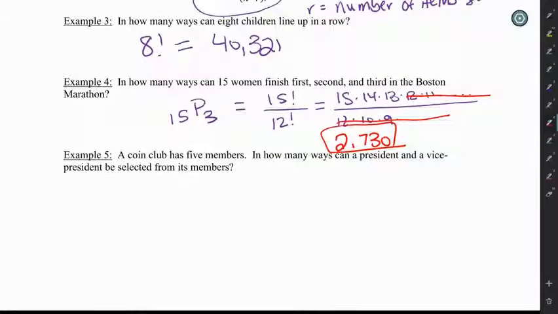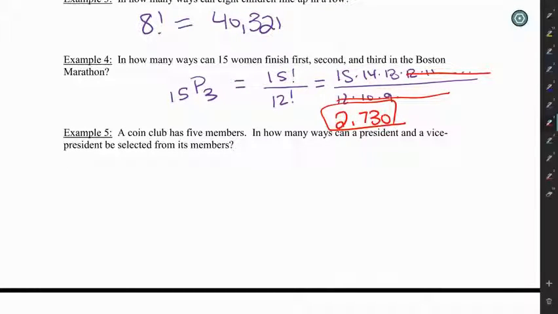I would like you to pause the video and attempt the next problem on your own. Once you're done, come back to the video. I'll present you with the answer. If you have the right answer, you can skip ahead. If you did not get the right answer, please watch the example explained so you know how to get the right answer. For this example, the correct answer is 20.